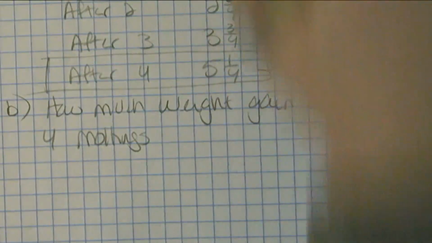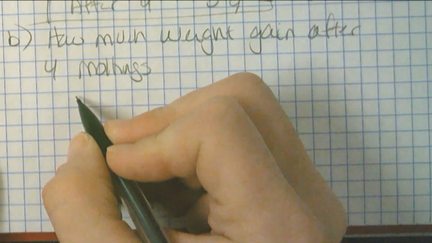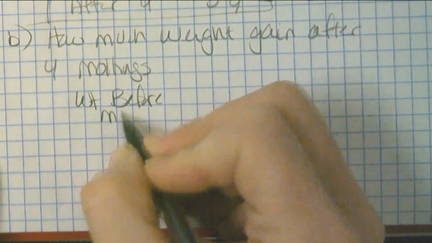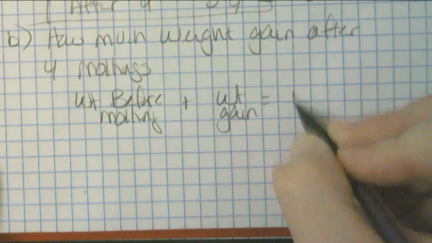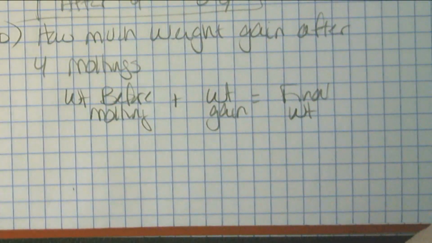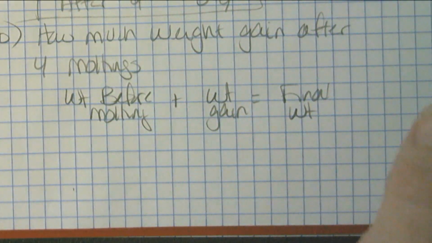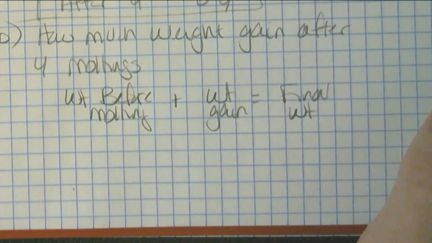All right, if I was to set up an equation, which I would expect you to do, I would say weight before molting plus the weight gain equals the final weight. I would expect to see that formula, that game plan. If you didn't do it, you're doing that now. So if I gave this to you on a test, I would expect you to set a game plan up for it and set up an equation.